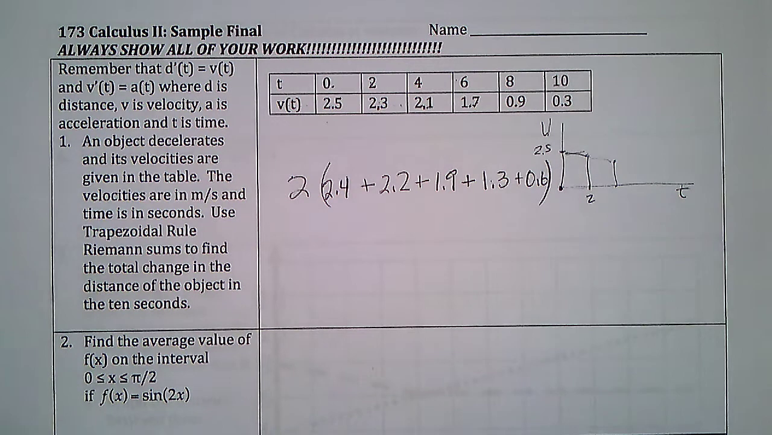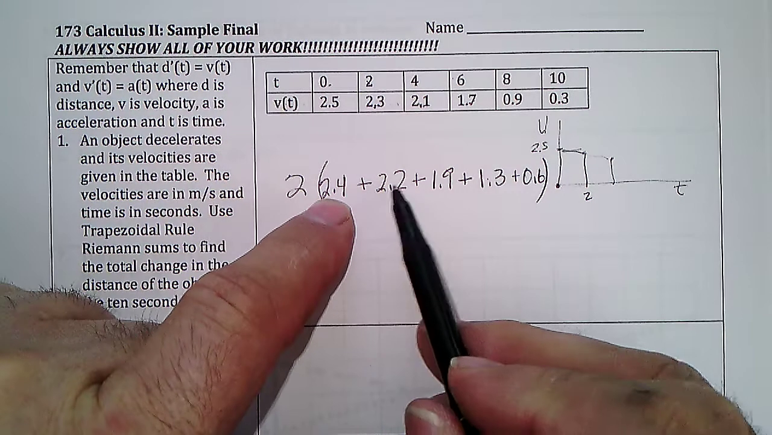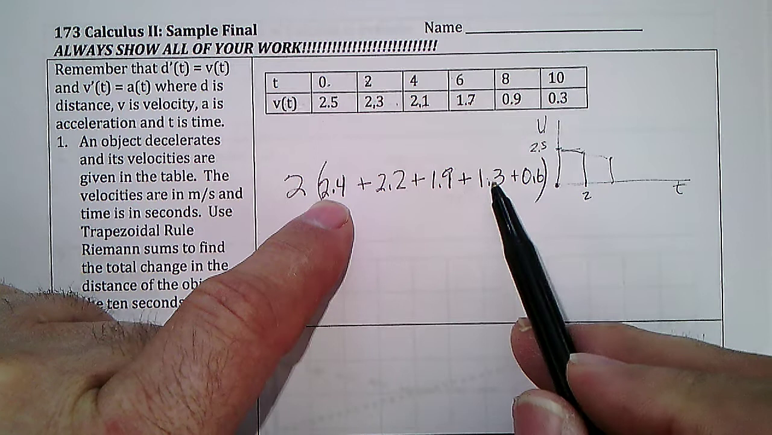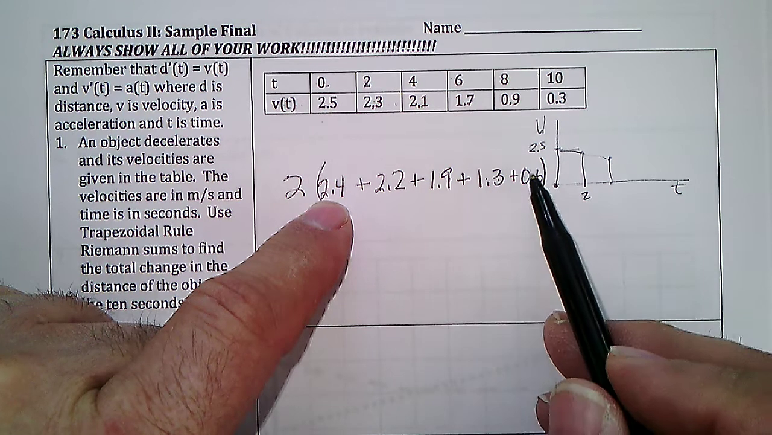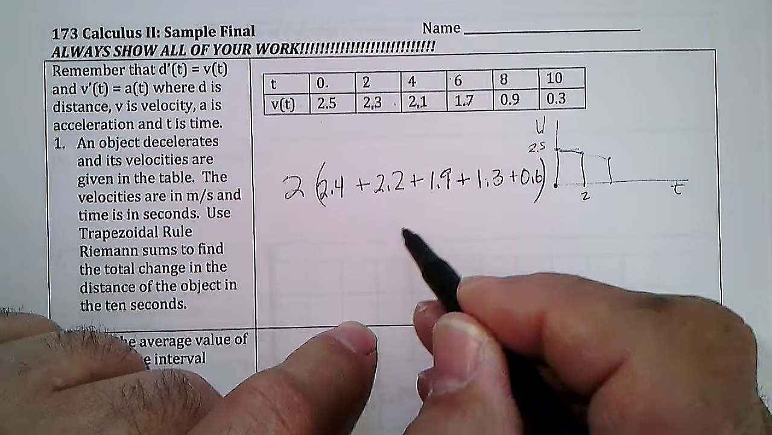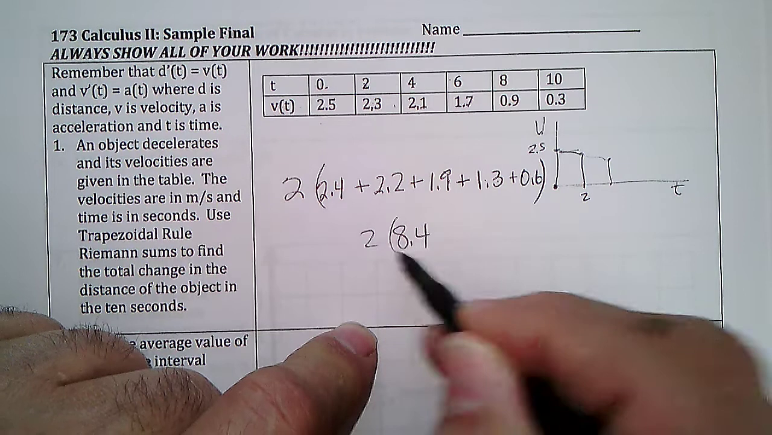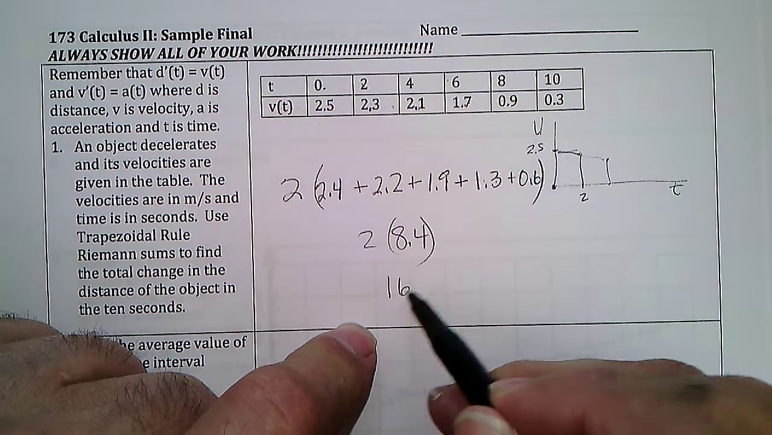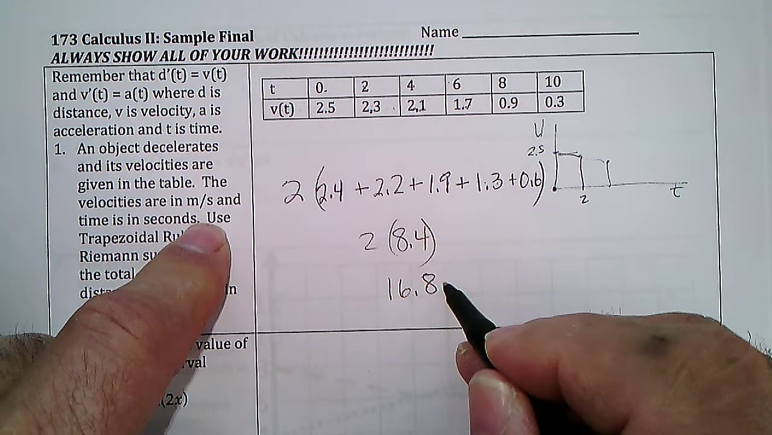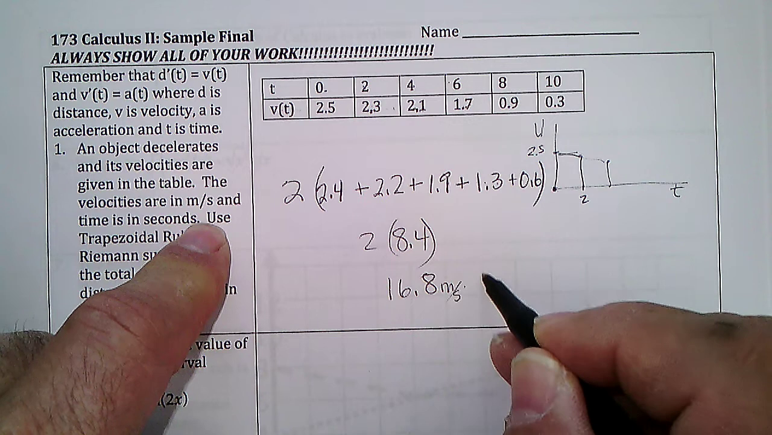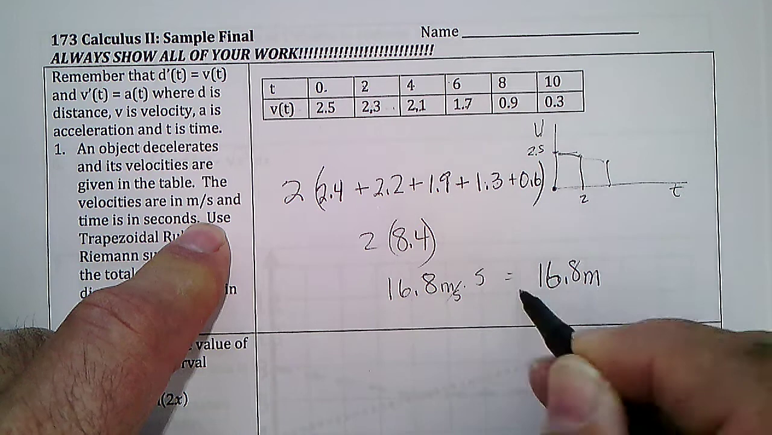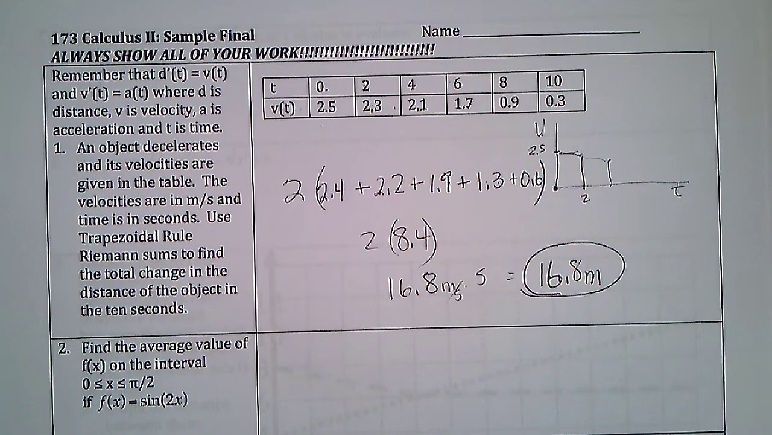So this would be 4.6, 5.6, 6.5, 6.8, 7.8, and 7.8 plus 0.6 is 8.4, times 2, if I haven't made a mistake, is 16.8. And this was seconds, and the other's in meters per second. So meters per second times seconds is 16.8 meters, which is the change in the distance.